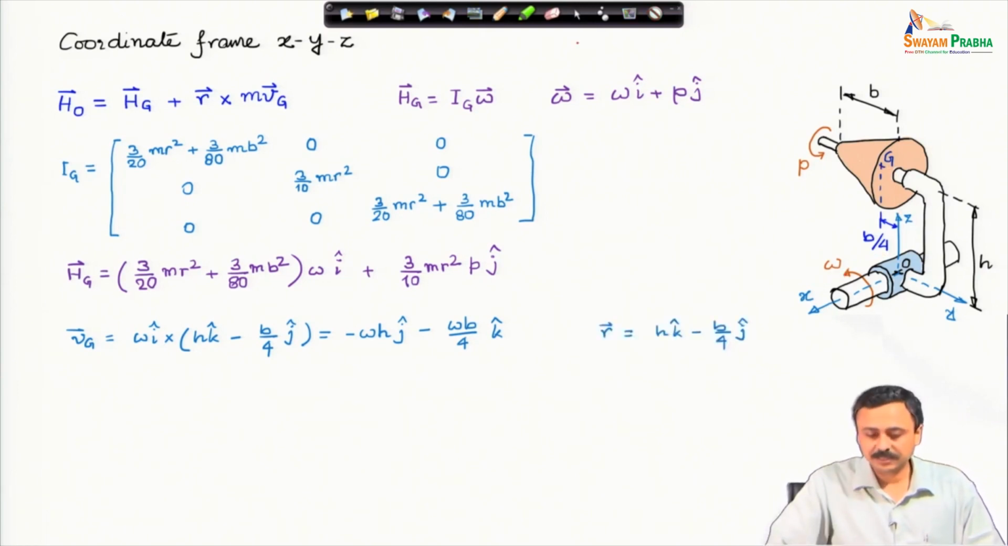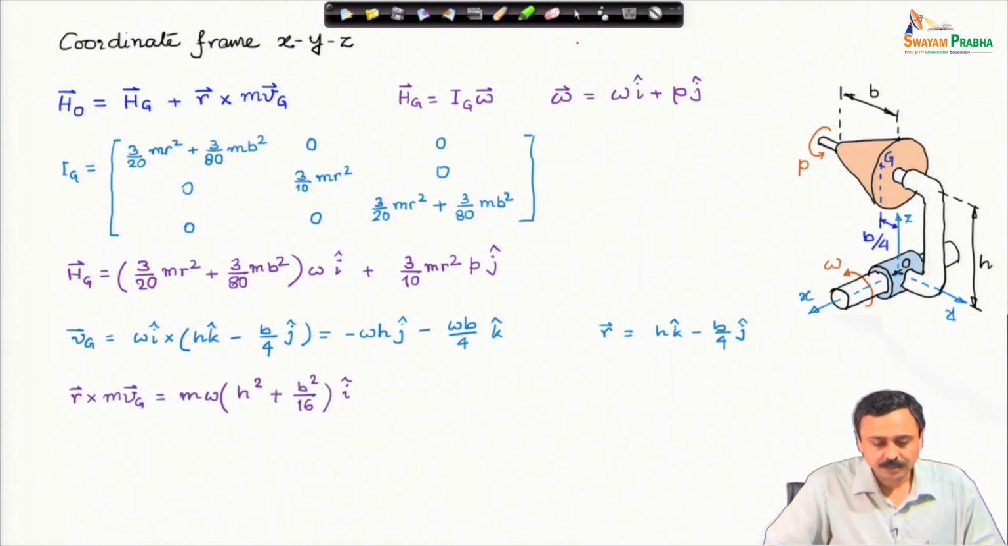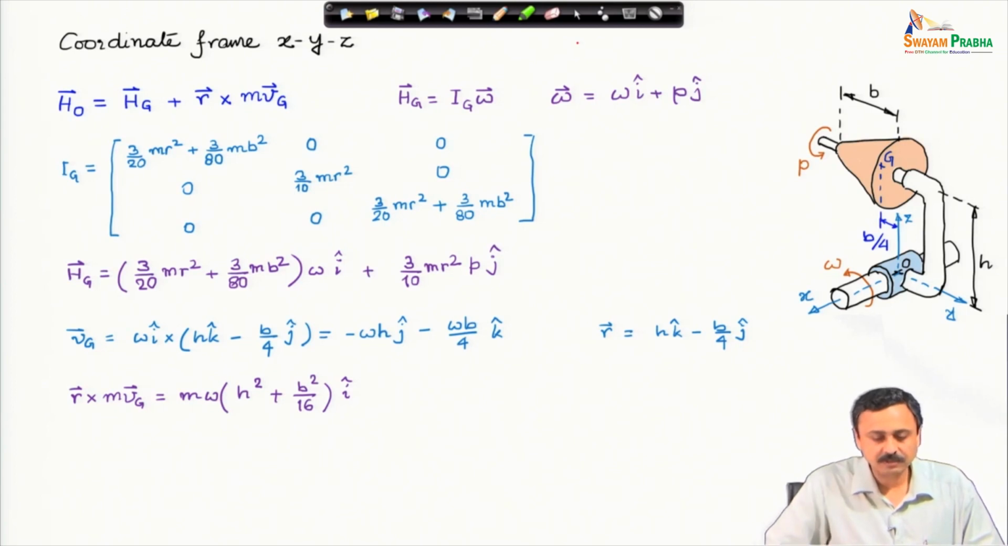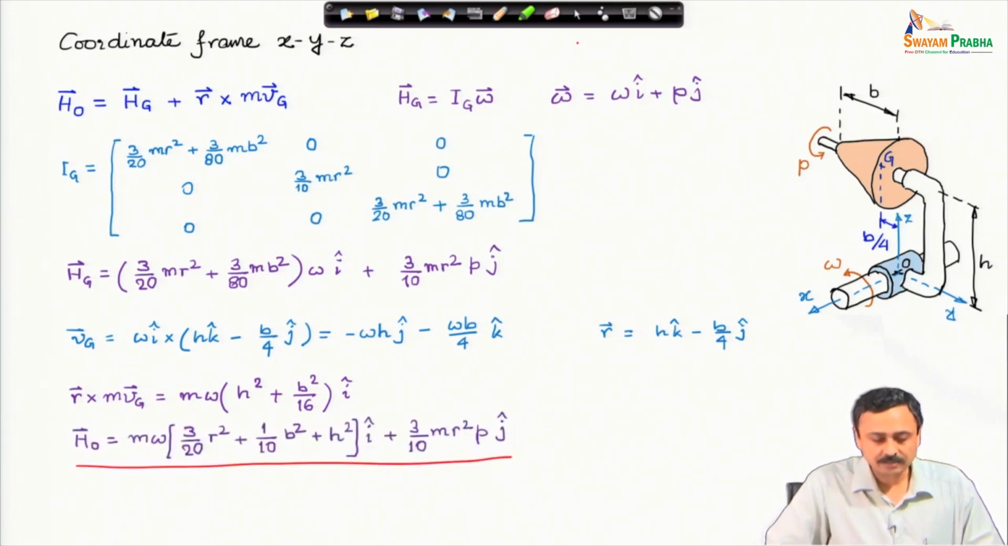So, this is the r vector as I mentioned. Now, r cross mass times velocity of center of mass, that means arm times the linear momentum of the center of mass, is given by this expression, and if you plug in now all these values in the expression of Ho, the angular momentum about O, this is what you will get. I leave it to you to complete the details.